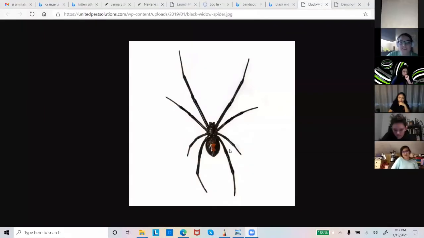Okay, so this is what I'm looking at for my spider reference. And then I'm going to draw it over here. So let's get rid of the book for right now. So I'm going to look at the body first.